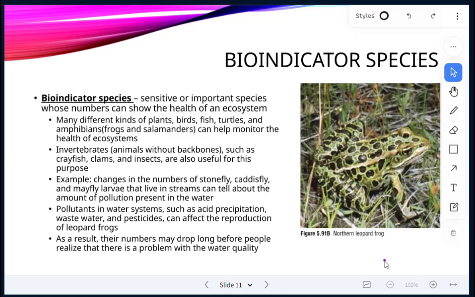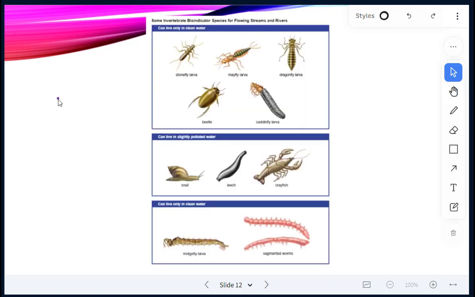Pollutants in water systems, so like acid precipitation, wastewater, and pesticides can affect the reproduction of leopard frogs, shown here. So as a result, their numbers may drop long before people realize that there's a problem with the water quality. And that's because amphibians, frogs, they are very sensitive to their surroundings.